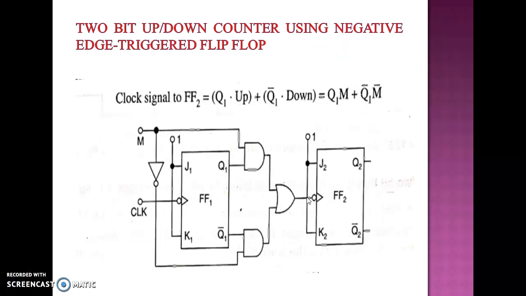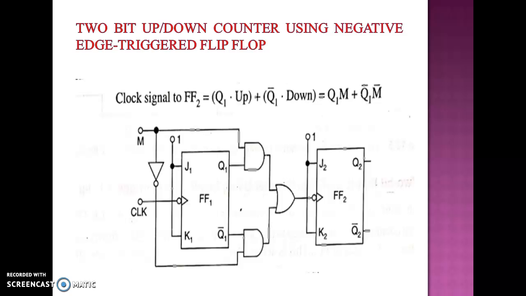Next, 2-bit up-down counter using negative edge trigger flip-flop. As the name indicates, an up-down counter is a counter which can count both in upward and downward direction. An up-down counter is also called forward and backward counter and bidirectional counter.